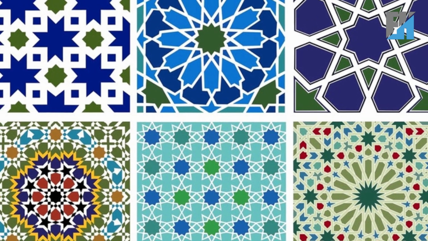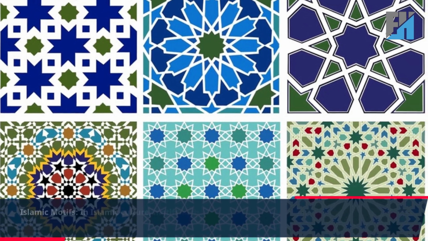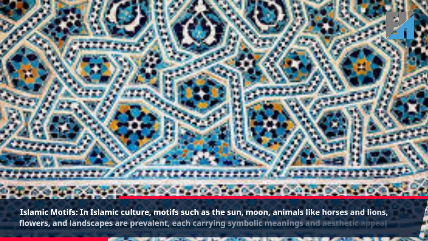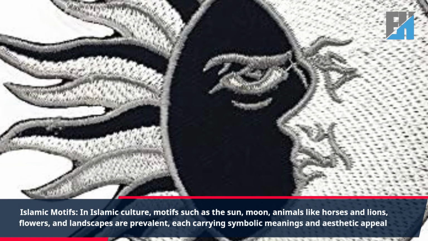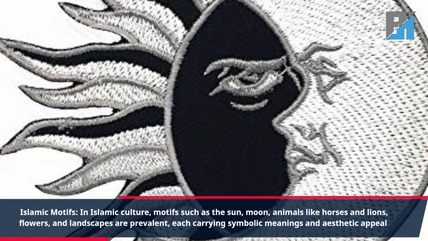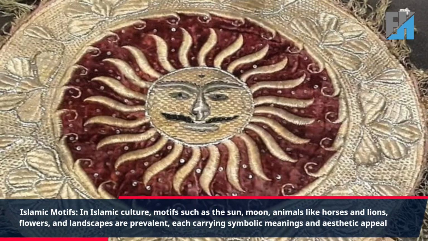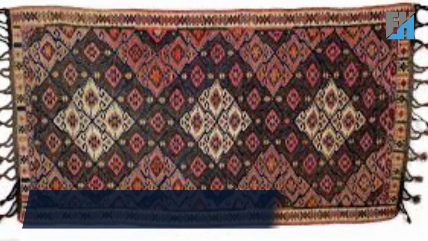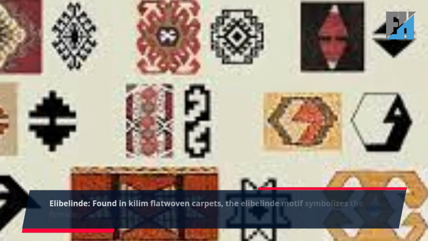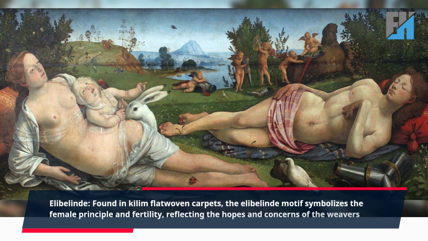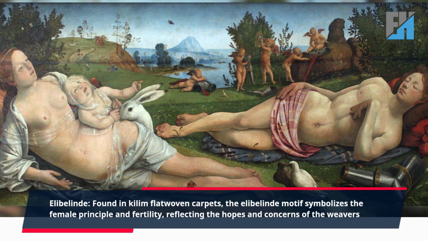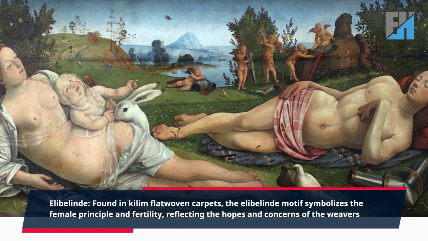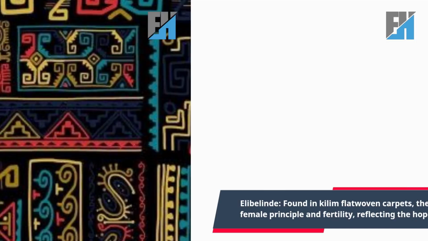3. Islamic motifs. In Islamic culture, motifs such as the sun, moon, animals like horses and lions, flowers, and landscapes are prevalent, each carrying symbolic meanings and aesthetic appeal. 4. Ilibalind. Found in kilim flat woven carpets, the Ilibalind motif symbolizes the female principle and fertility, reflecting the hopes and concerns of the weavers.